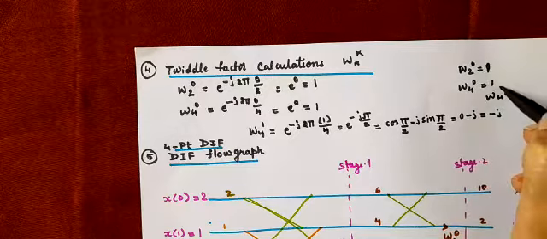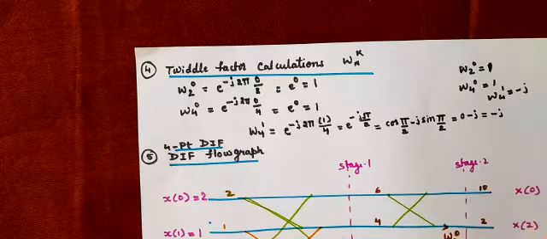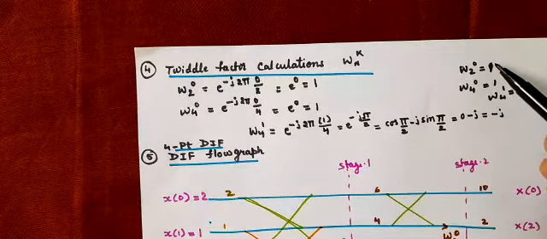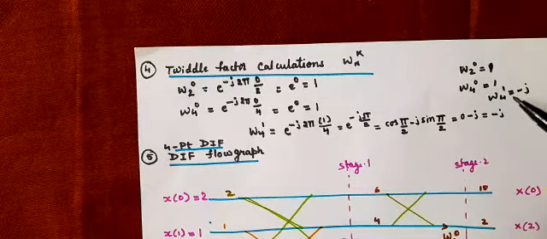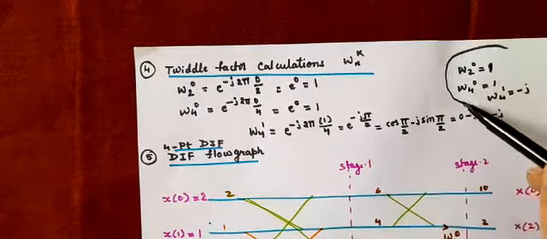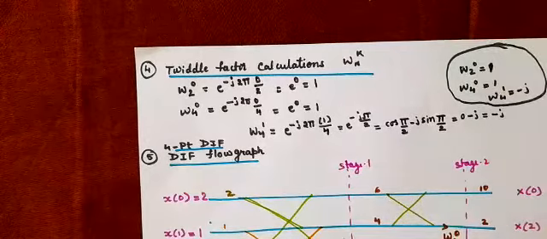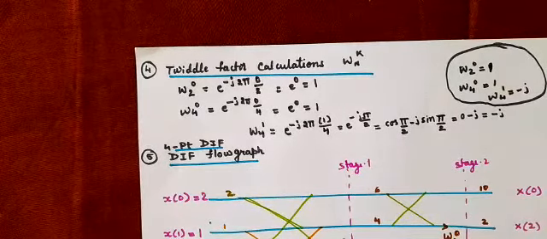W4 to the power of 1 is minus j. W2 to the power of 0 is 1. W4 to the power of 0 is 1. W4 to the power of 1 is minus j. These are the three twiddle factor calculations.